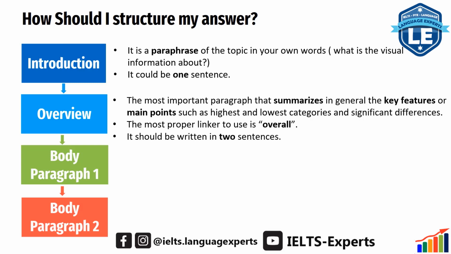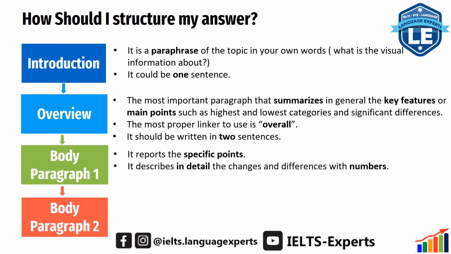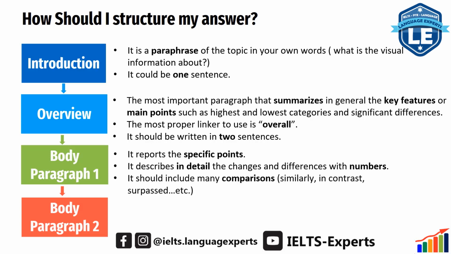After that, you move to the body paragraphs. Body paragraph 1 reports specific points. Here you start writing in detail. And of course, when you write in detail, you have to use the numbers given. Numbers could be years, currencies, percentage, and so on. You should also include many comparisons, and this should be shown through the language you use. Some adverbs like similarly, or conjunctions like in contrast, or verbs such as surpassed, and etc.